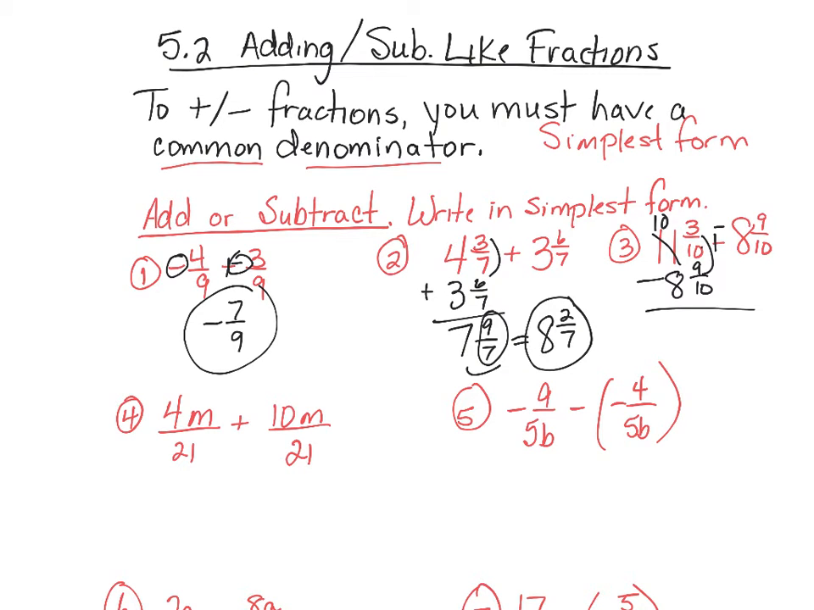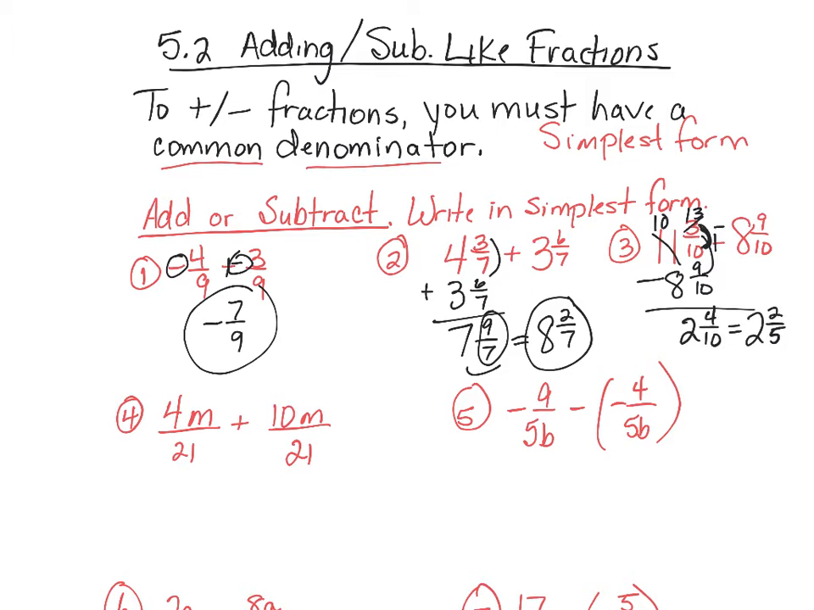That 10, to get the new numerator when we borrow, we add these two together. So my new numerator is 13. So 13/10 minus 9/10 is 4/10. 10 minus 8 is 2, but that's not in simplest form yet, and it's 2 and 2/5.